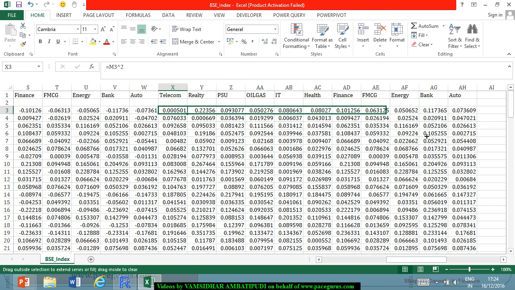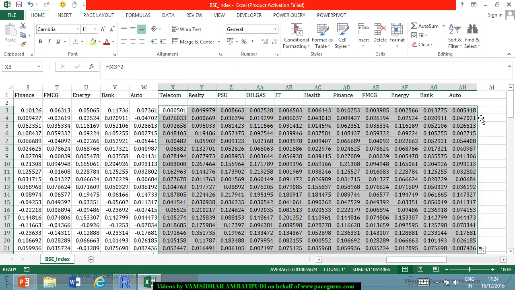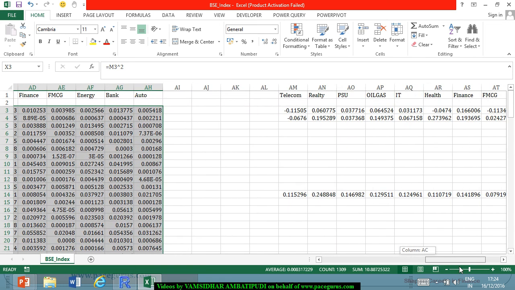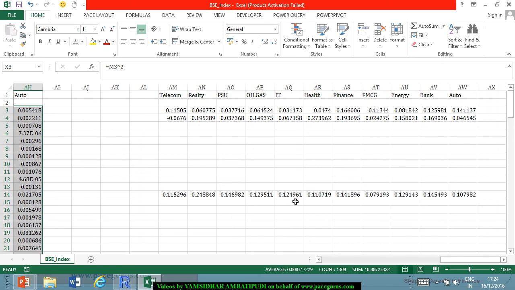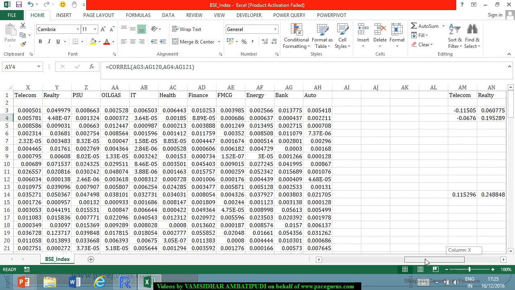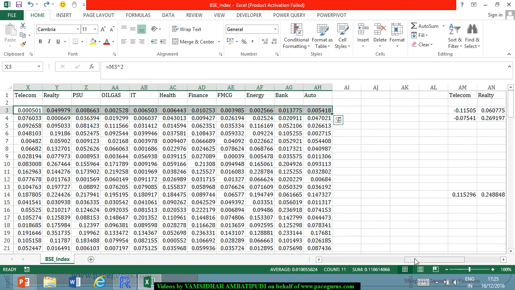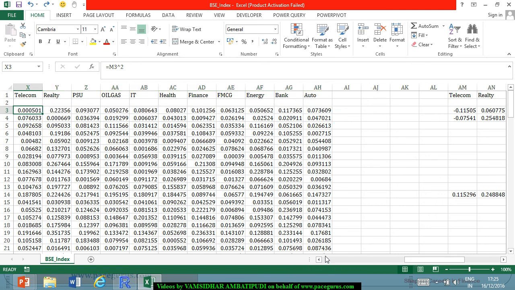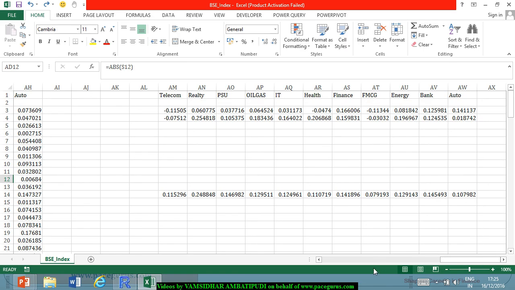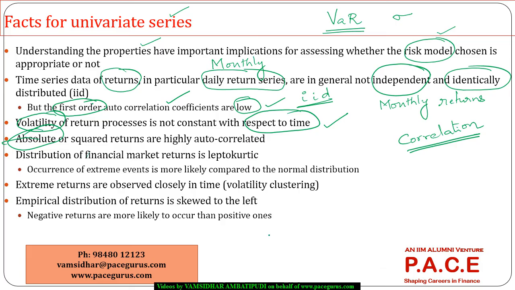Let me quickly check this by changing it here itself. Once I have taken the squares, I see the correlations again: 19 here, 14 here, 27 in case of healthcare, 19 in finance, 16 in banking. So when I am taking the square or the absolute, I can clearly see that the autocorrelations are much higher.